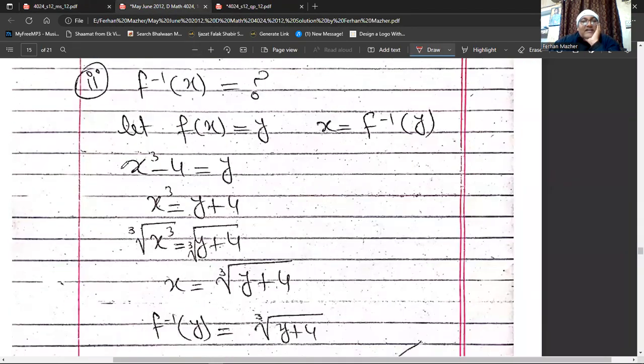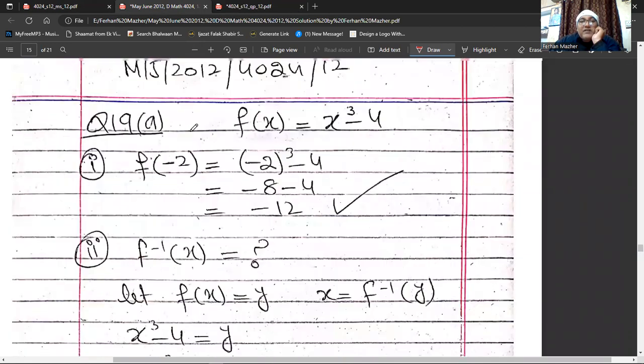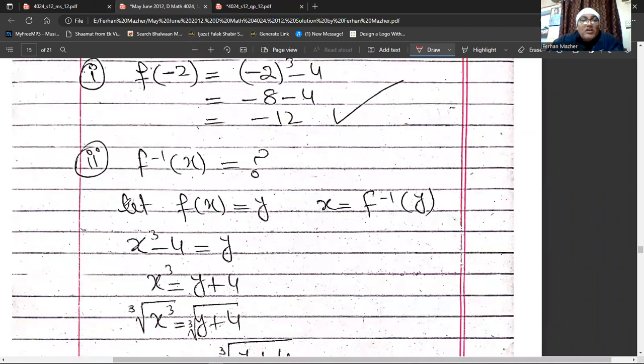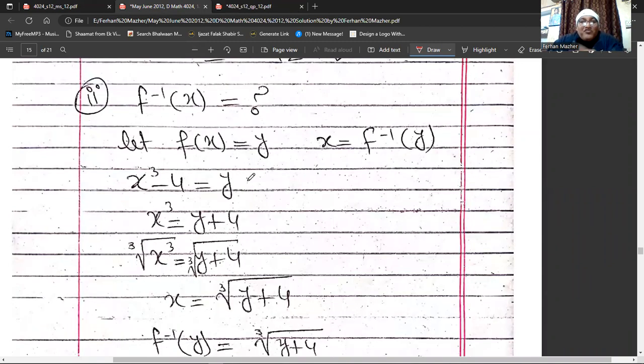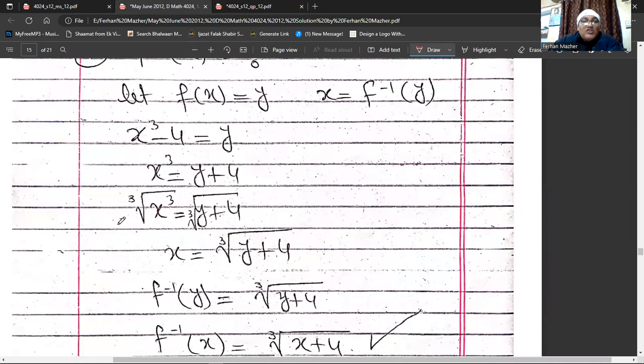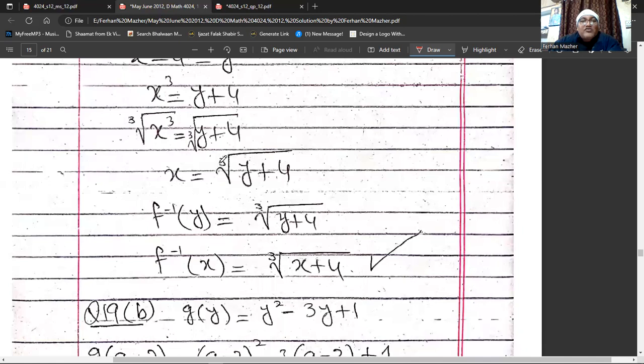So we write that f of x is question, f inverse of x is question. Let f of x equal y. That means x will be, this f will go to the other side, so x is equal to f inverse of y. In the place of f of x, I will put its formula, that is x cube minus 4. So x cube minus 4 is equal to y. So x cube will be equal to y plus 4. Take the cube root on both sides. So x will be equal to the cube root of y plus 4.